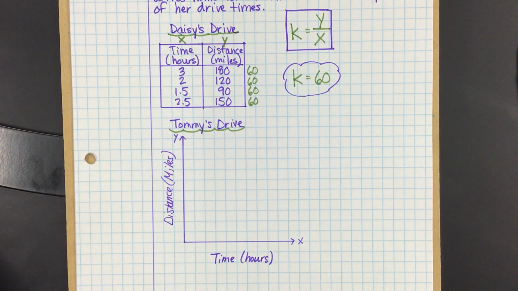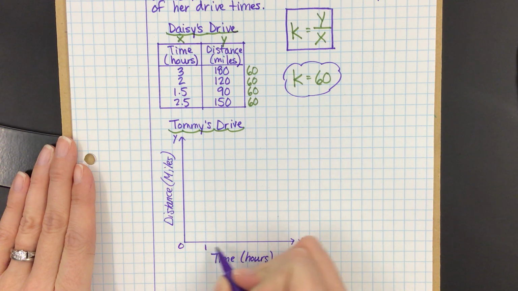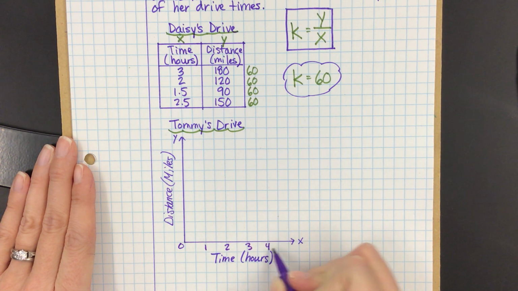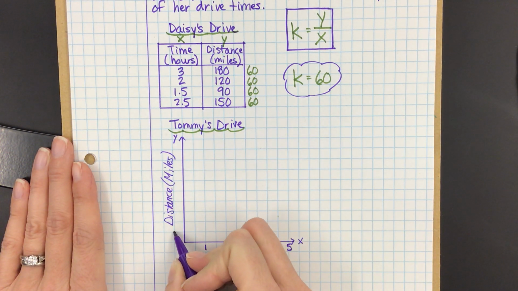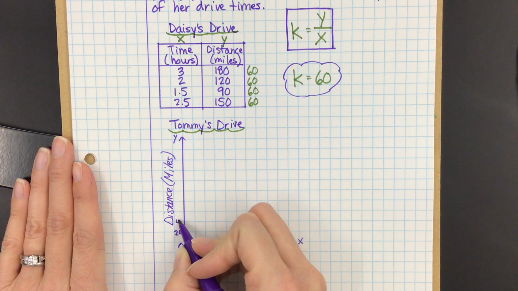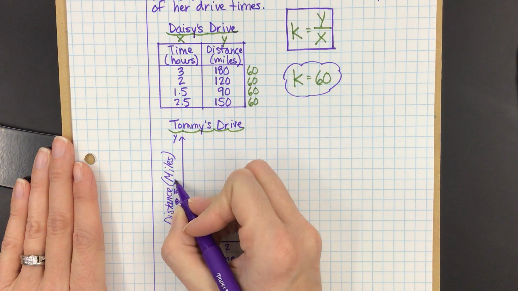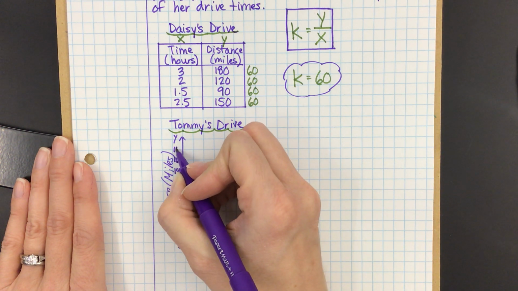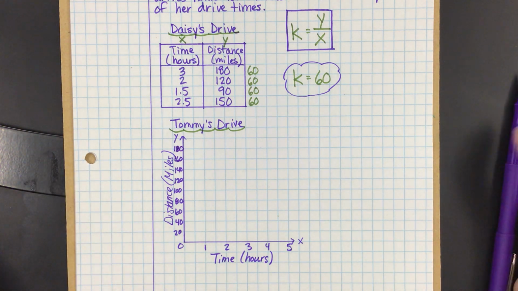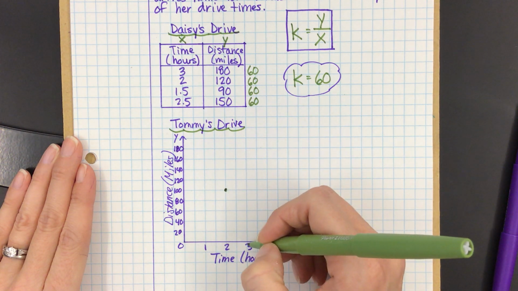Okay. And now we're going to put a scale on this. On the bottom, I'm going to do hours every 2 squares. This will be 1, 2, 3, 4, 5. And then I'm going to go by 20s for my miles. So this will be 20, 40, 60, 80, 100, 120, 140, 160, and 180. Okay. And then I'm going to put some points on this graph so that we can talk about it.